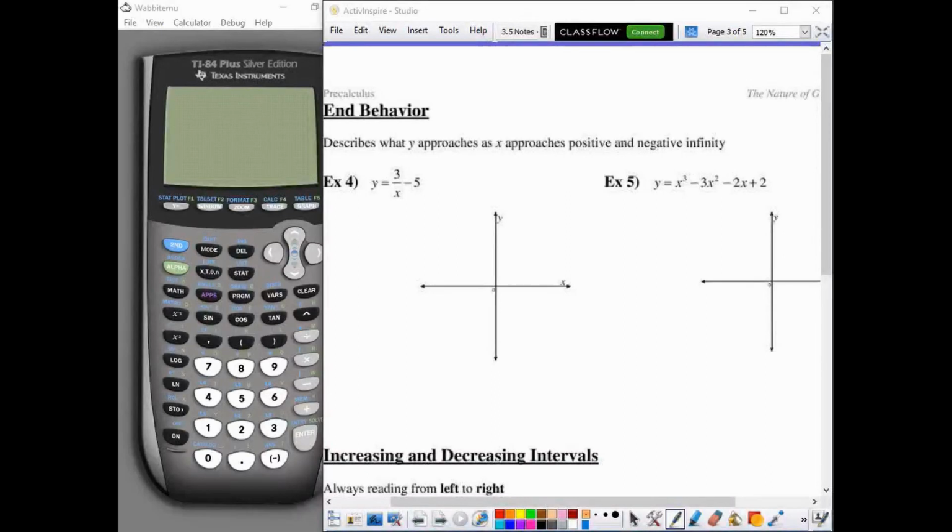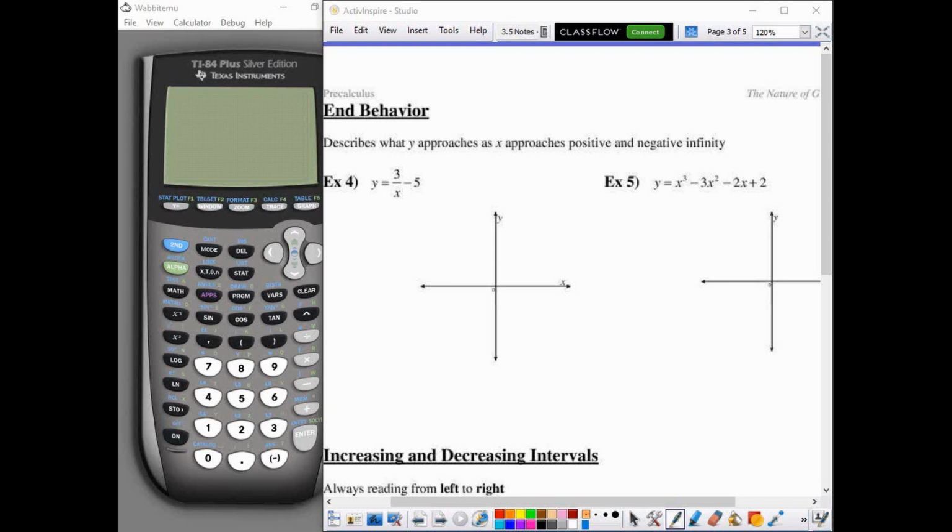Hey guys, today we're going to talk about end behavior and increasing and decreasing intervals within a function. End behavior describes what y is doing as x goes off toward positive and negative infinity. So it's really only concerned with what the graph is doing on the left side and on the right side. Before we can describe end behavior, we've got to see what this function looks like.